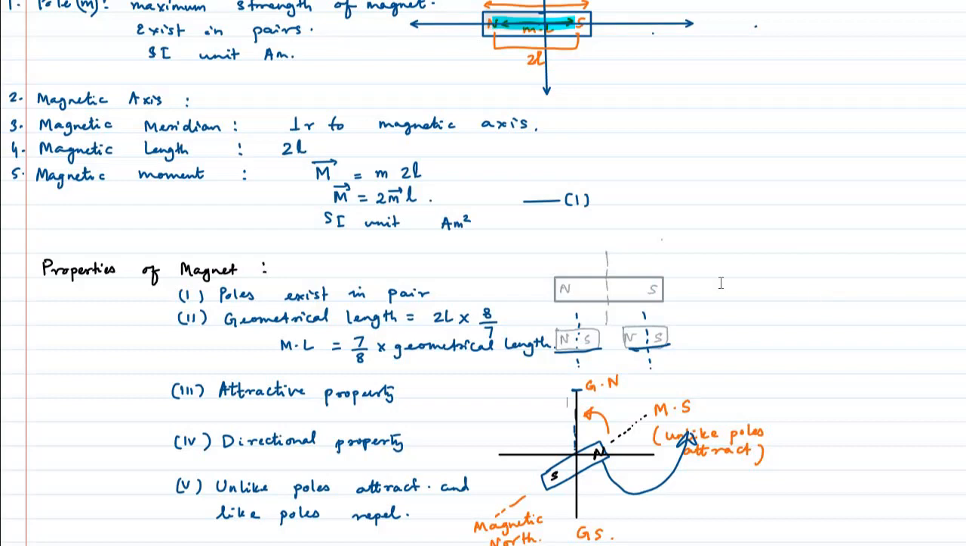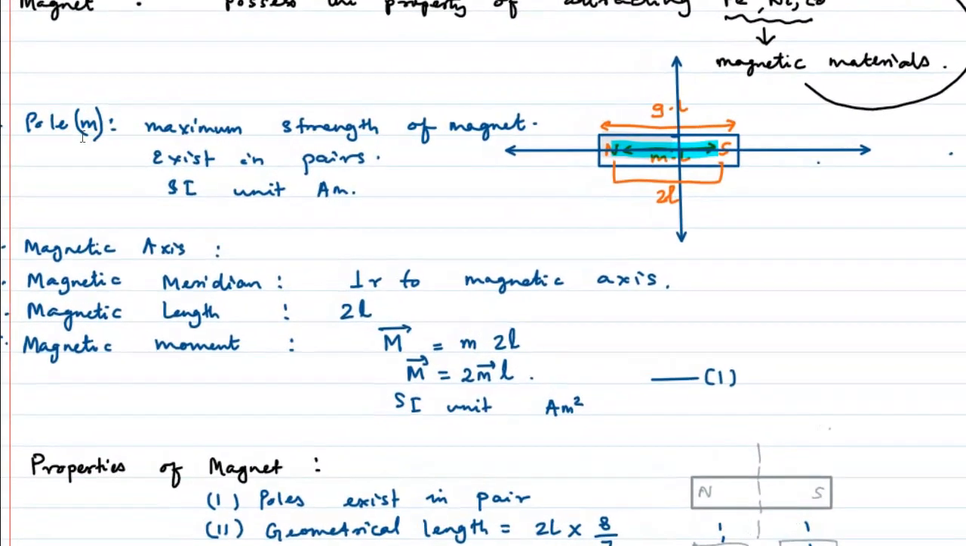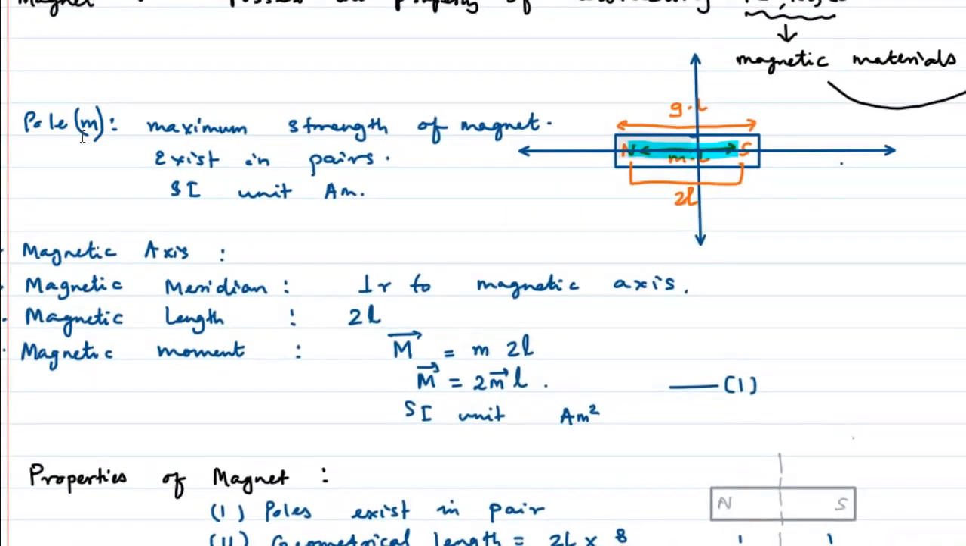For now, I'll stick to the plan, and we will do the pole, what is called the pole of a magnet. Pole of a magnet is where the maximum strength of a magnet can be seen. Now if I zoom a little bit, you can see properly and note it down. So pole is denoted by m, small m, not capital, and it shows the maximum strength of the magnet, and it always exists in pair.